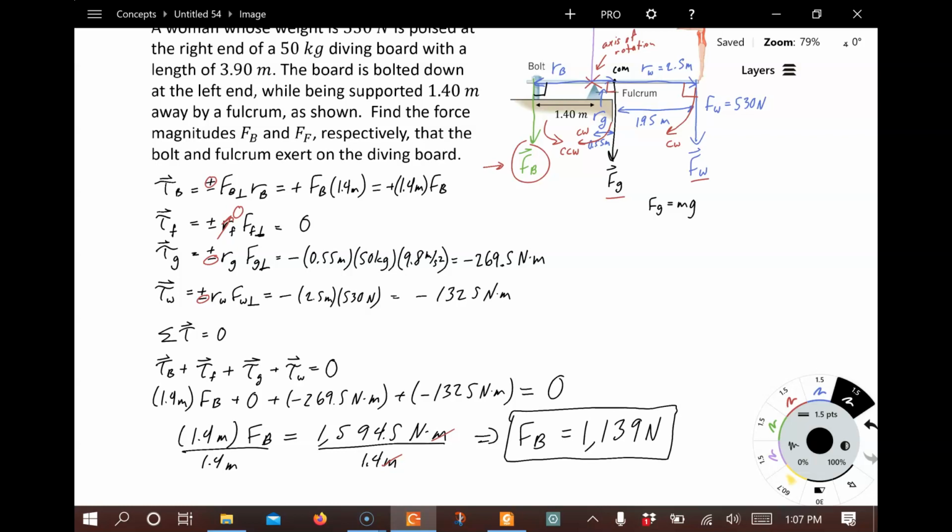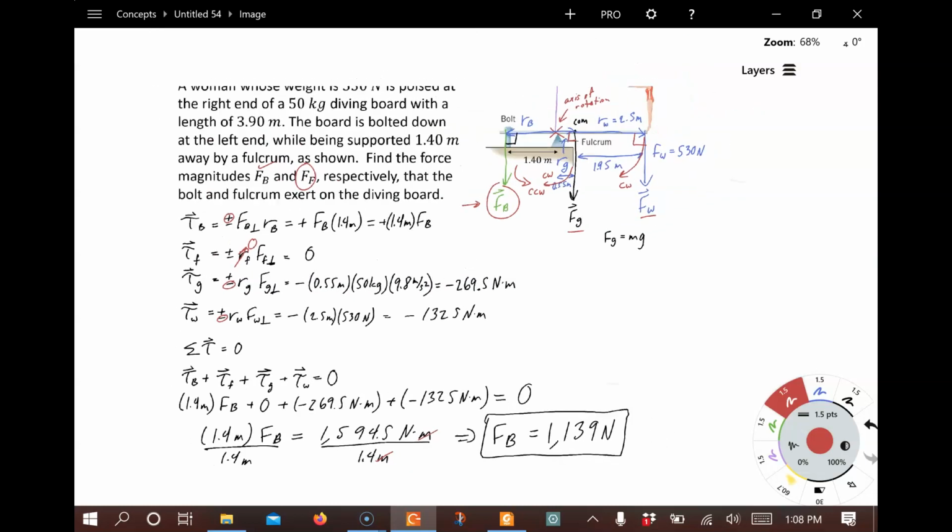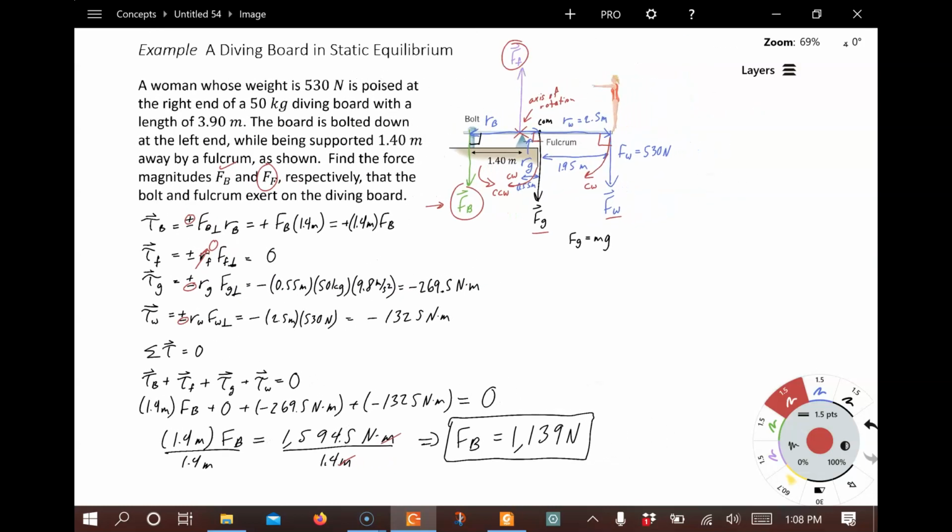Now we just figured out the force by the bolt. Now I want to figure out the force by the fulcrum. We could redo the same process that we just did. This time, we could choose to put our axis of rotation right here, ignore this one, wipe out the bolt, and do the fulcrum just like we did before. I'm not going to do that though. I'm going to do it in a slightly different way.